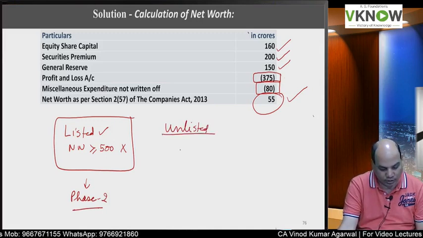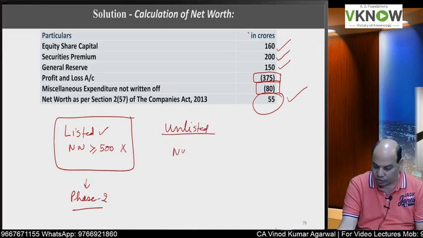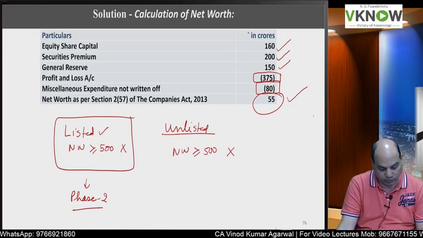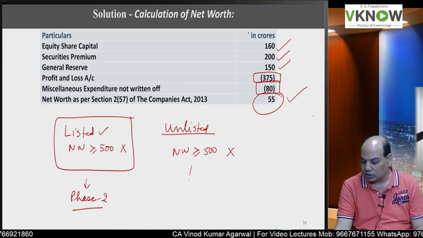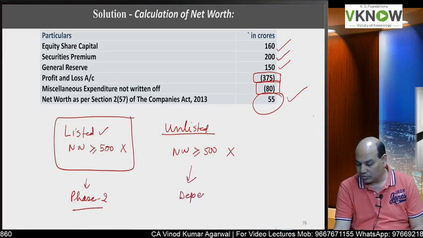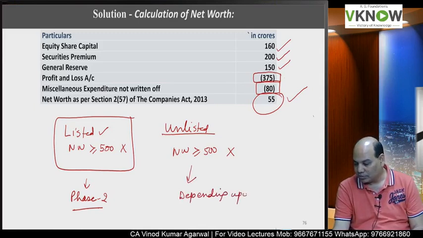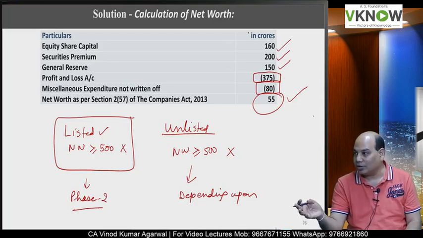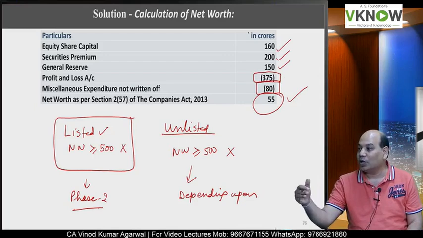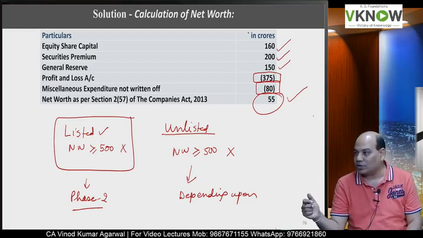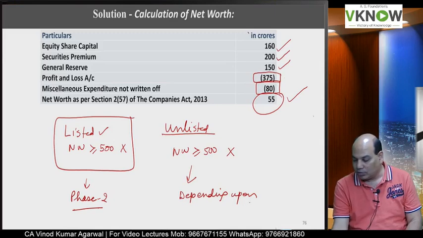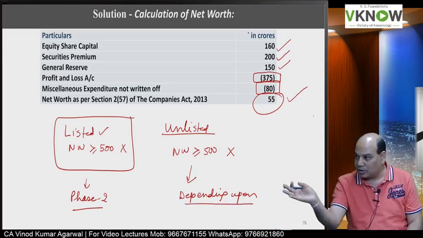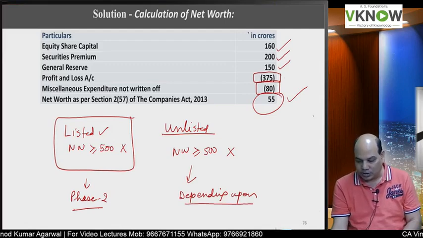For an unlisted company, if it has to come under phase 1, the net worth should be greater than or equal to 500, not complied with. And for phase 2, it should be 250 crore or more, but that I don't know. So the answer will depend upon the year in which the net worth criteria is satisfied. You don't write phase 2 because for an unlisted company, in phase 2 also the net worth should be 250. So 250 is also not satisfied. Therefore, it will be applicable in that year when the net worth criteria will be satisfied.